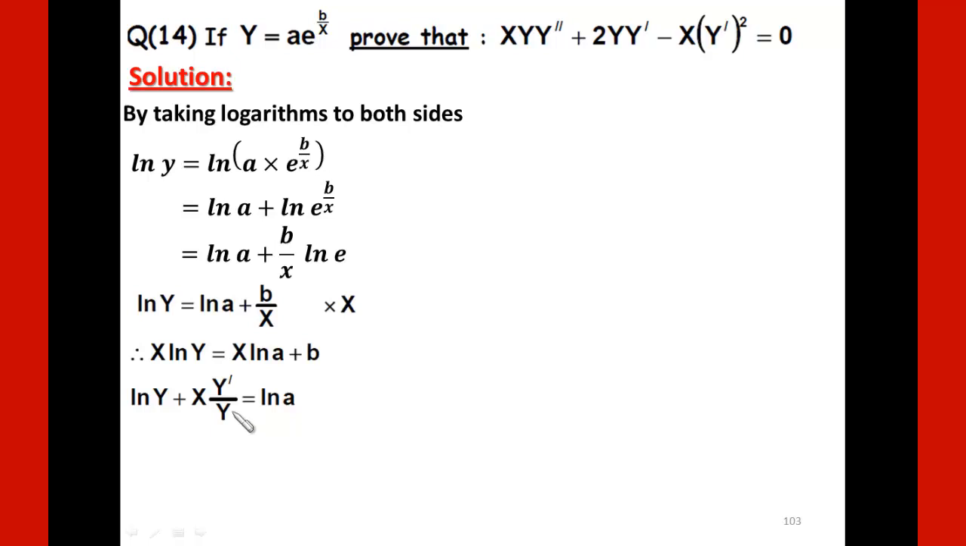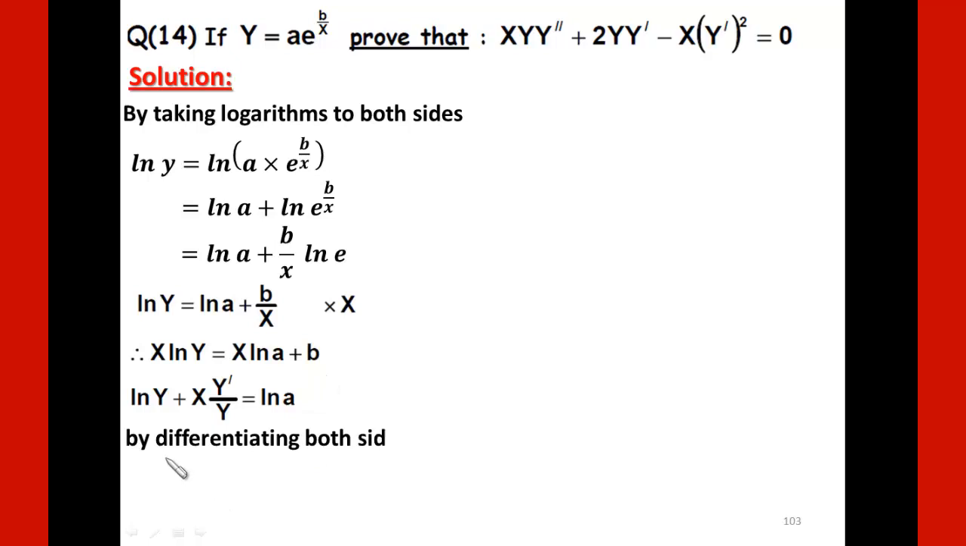So we use the chain rule. The derivative of ln y will be 1 over y, multiply the derivative of this function, the derivative of y, which is y dash. On the right side, the derivative of x ln a equals ln a, because ln a is a constant. The derivative of b equals 0.